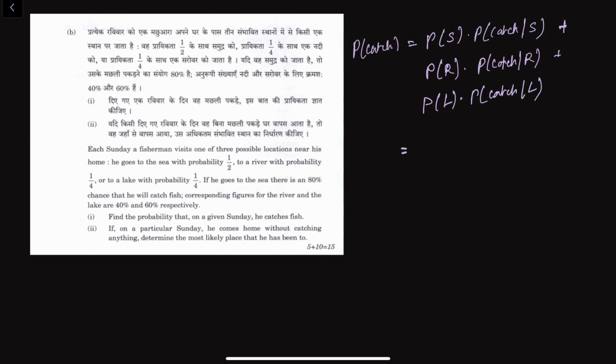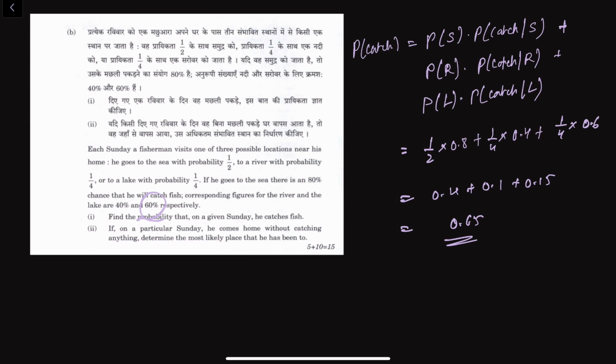The probability that he goes to the sea is 1/2, and the probability that he catches a fish in the sea is 80%, that is 0.8, plus the probability that he goes to a river is 1/4, and the probability that he catches there is 40%, that is 0.4, plus the probability of going to a lake is 1/4, and he catches a fish there with 0.6. So that is 0.4 plus 0.1 plus 0.15, which is 0.65. So there is a 65% chance that he will catch a fish on a given Sunday.